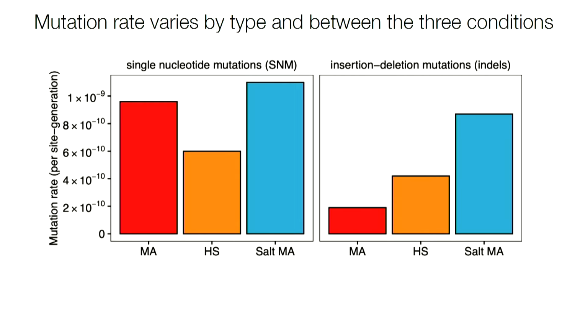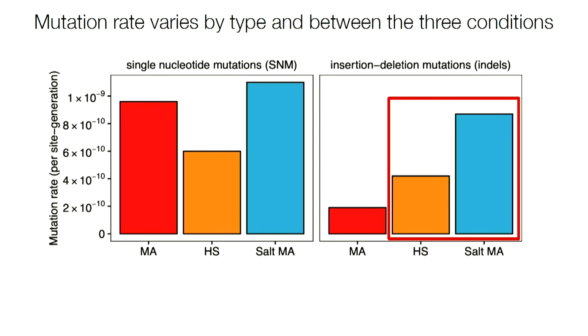But what sticks out here, if we look closer at the right-hand side panel, is that in both salt conditions, there seems to be an elevated indel rate. In the orange, the HS, the salt-adapted lines, more indels were retained than even in the original MA. And then the salt MA lines in particular seem to have an incredibly elevated indel rate. So this piqued our curiosity.